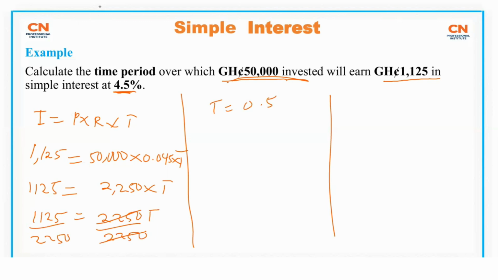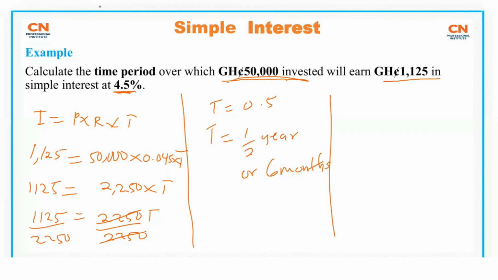Okay. So time 0.5 is the same as what? Half a year. I don't know if you understand. Or 6 months. Don't forget, 0.5 of a year is the same as half a year, which is the same as 6 months. All right. So that's the time.